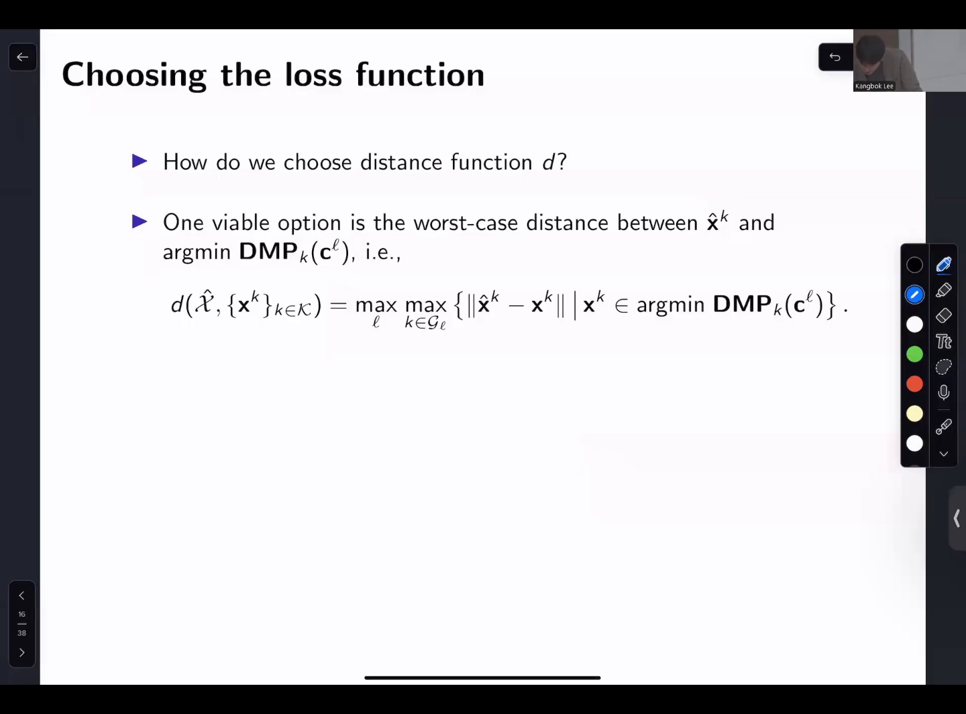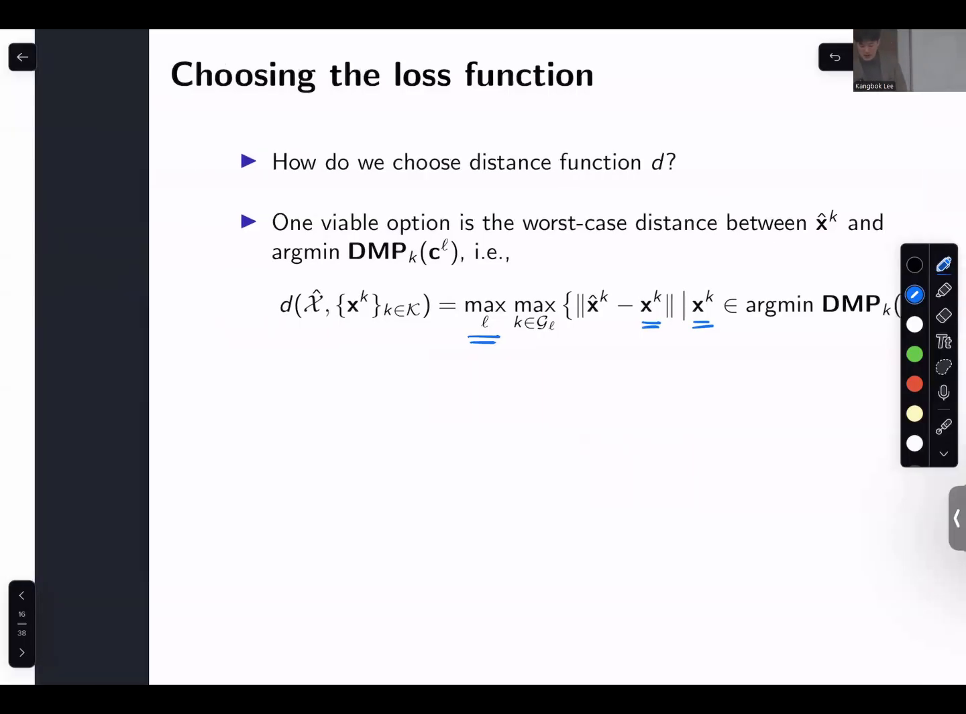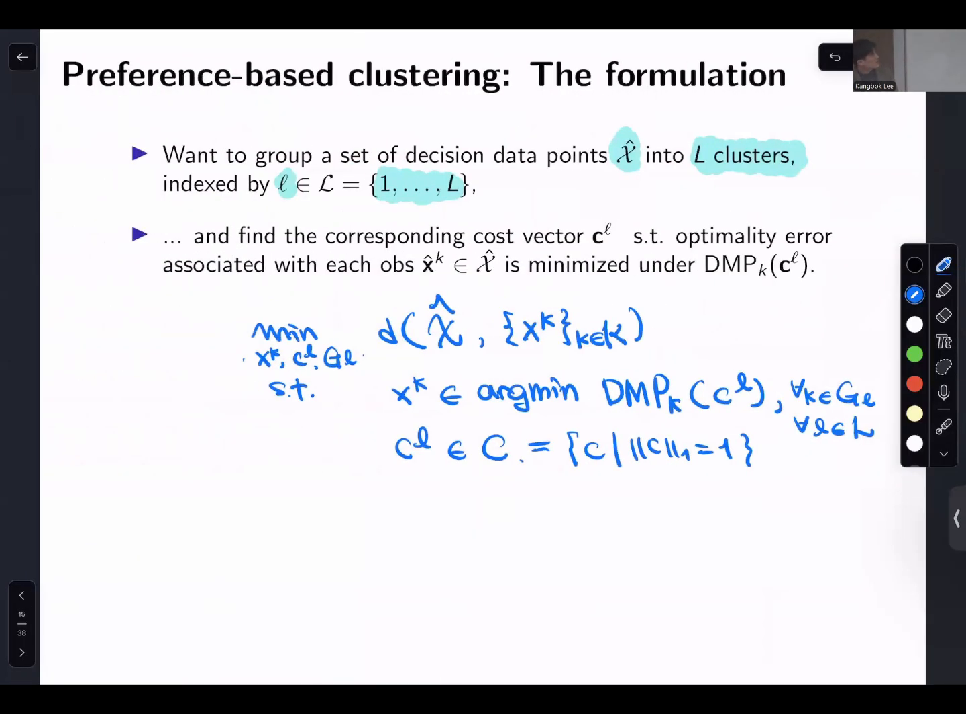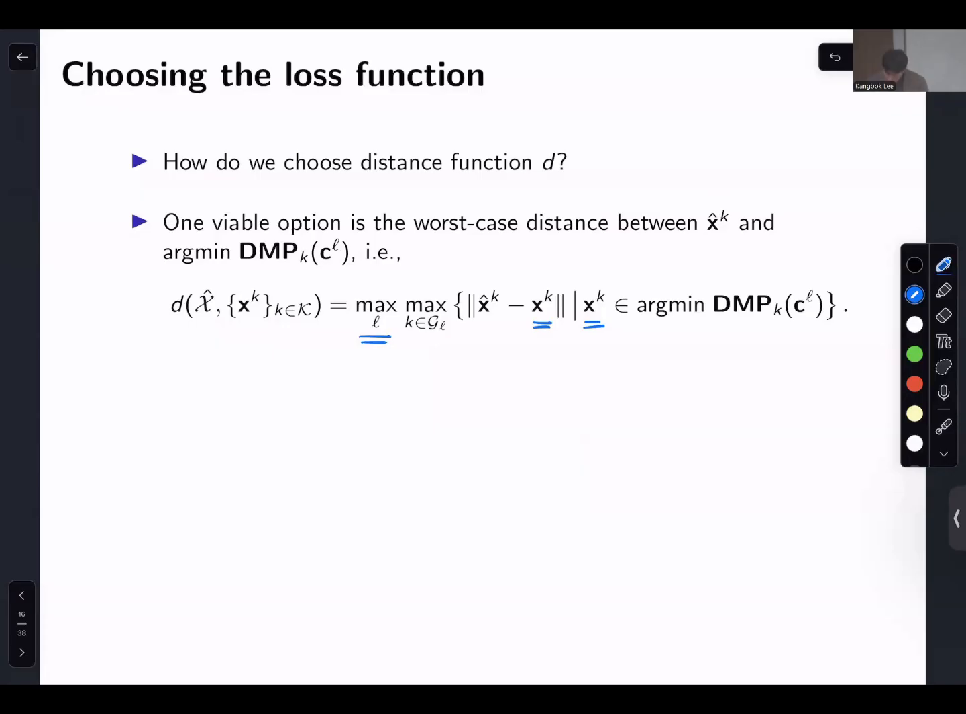So basically, this is it, right? xk is in the argmin set. I want to find the max of the distance over all the possible xk's over the argmin set. I want to also take the max over all the clusters. And that's the one that I want to minimize in this clustering problem. Okay? Now, that's how I formulate this problem.